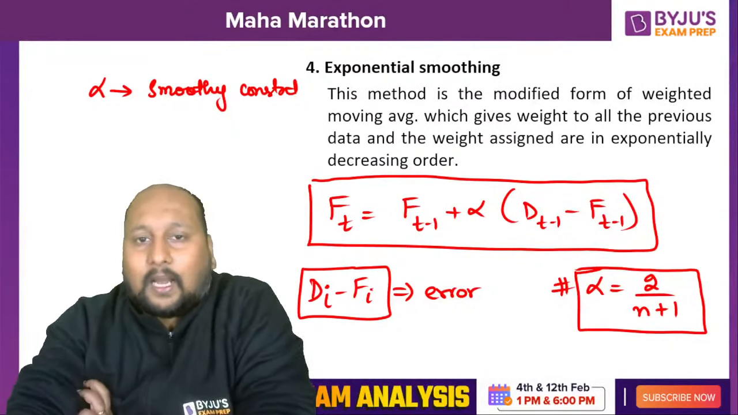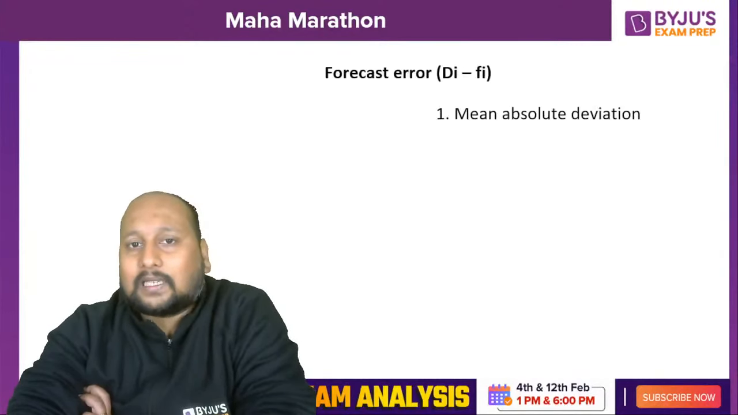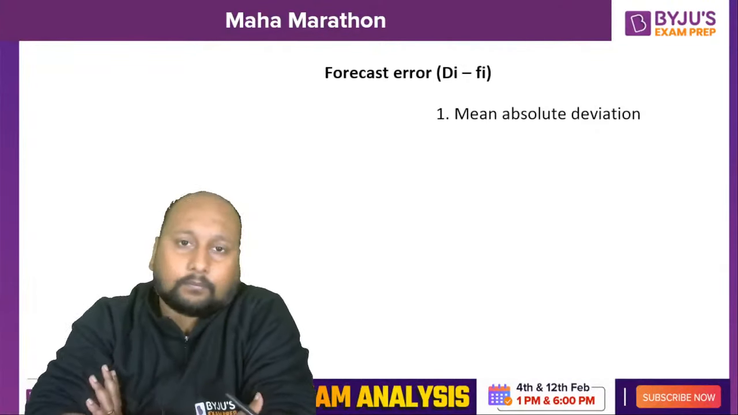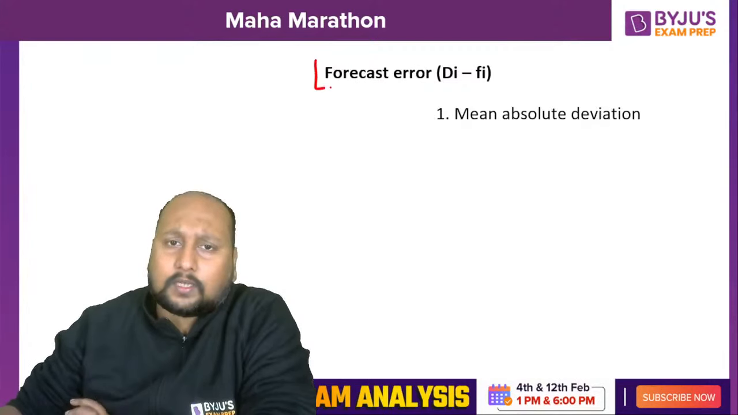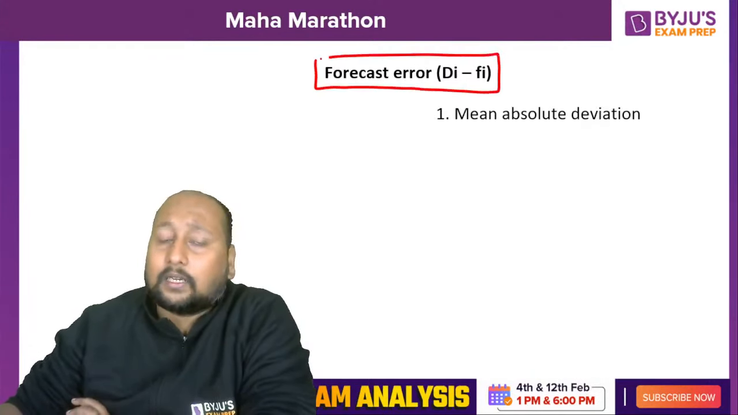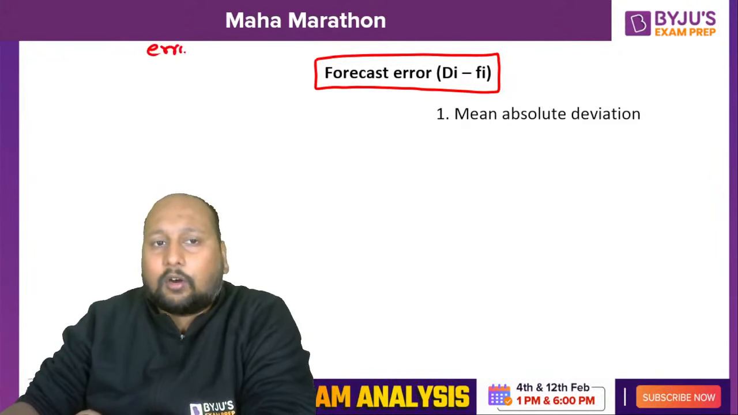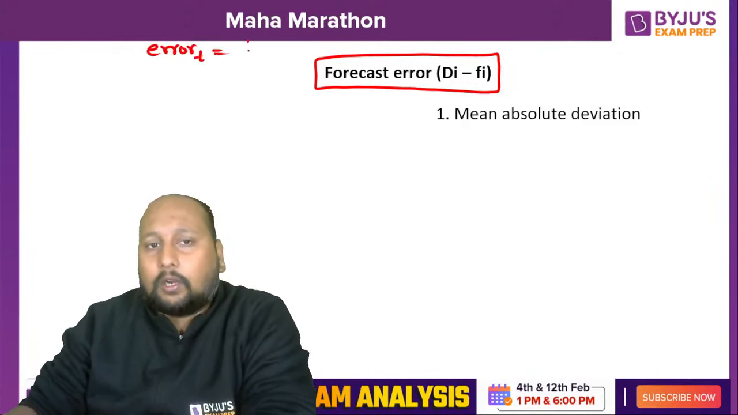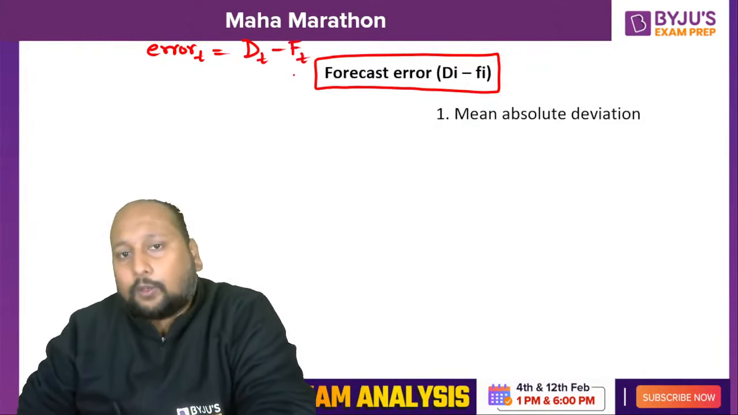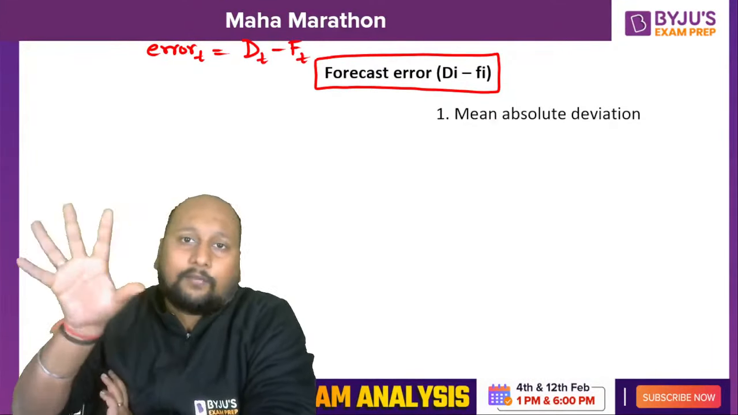Okay, fine. Apart from this, we have some forecast errors that we need to understand. Just now we have seen what a forecast is. This is nothing but the difference between the demand and the forecast for any time period. We can say the error for any time period t is equal to the demand for that time period t minus the forecast for that time period t. So over here, we'll be calculating 5 different parameters.